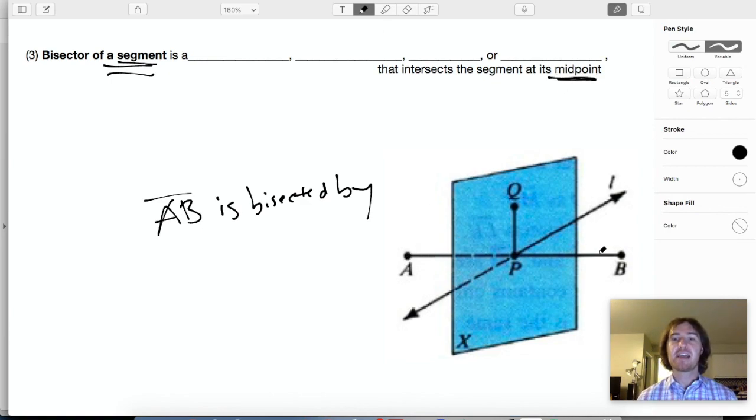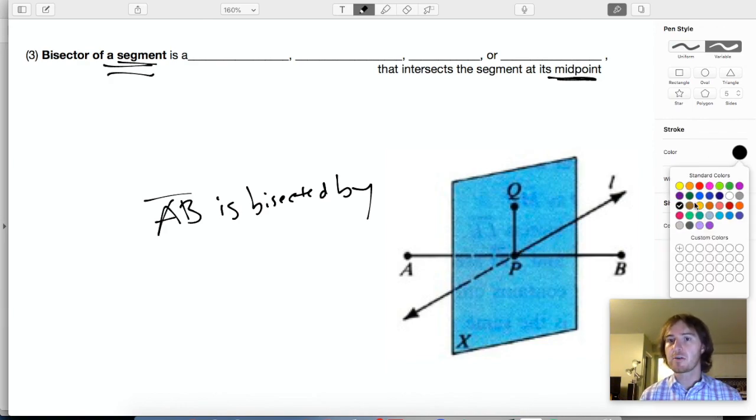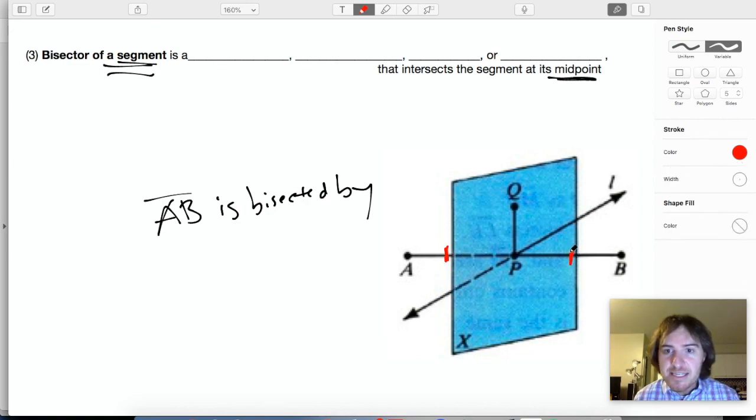But anyways, we have segment AB, and the bisector of segment AB isn't going to be the midpoint, right? Because the midpoint, we know that there's going to be 2 congruent segments here. So maybe we actually put that down here. I'm assuming that P is going to be the midpoint. So let me do that. I'm going to tick mark this here and tick mark this here to indicate that PB is congruent to PA.